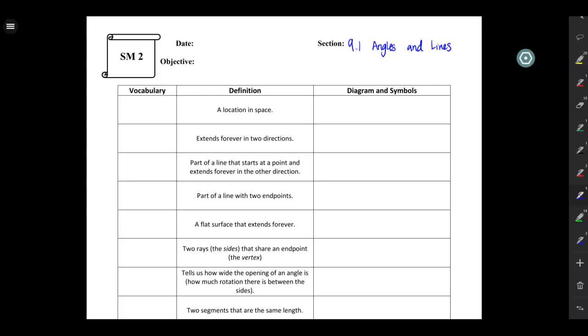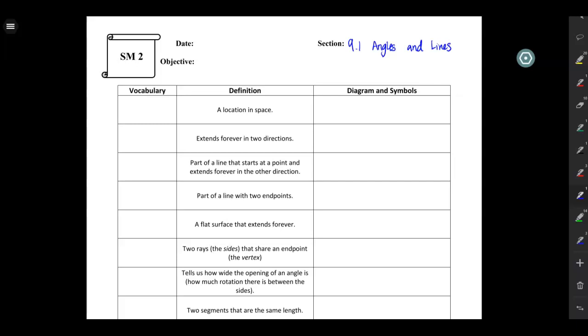All right, in this section, we are going to be talking about angles and lines. So first, we're just going to get a bunch of vocabulary words out there. We're going to talk about the vocabulary word, its definition, and then show a diagram of what it would look like, as well as the symbols that we use to mathematically represent it.